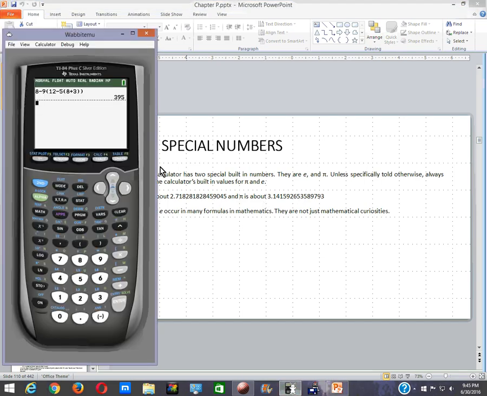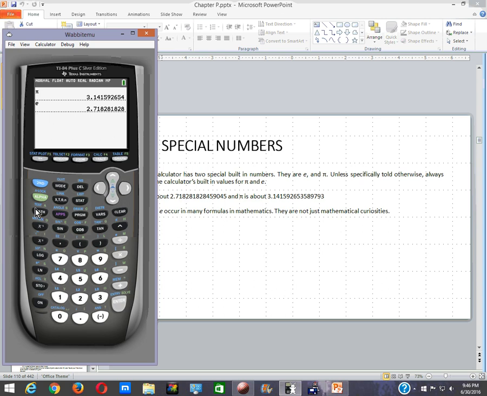So on our keyboard, let me clear that. There's pi in blue, so you'd have to hit second pi. And if you just press enter, there's the calculator's approximation. And e appears in 2 places. Here's one place for it. So second e, and just press enter, and there's the calculator's approximation of it. And it's also down here.